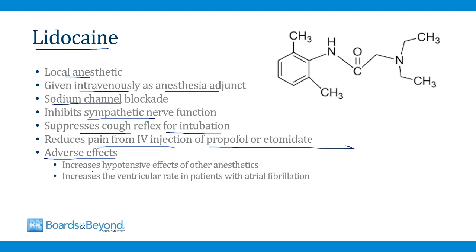When given at the appropriate doses, lidocaine really only has a couple of adverse effects you need to worry about. It can increase the hypotensive effects of other anesthetics like propofol, so you have to watch the blood pressure when you give lidocaine. Also, lidocaine is an antiarrhythmic drug. It's an example of a class 1 antiarrhythmic drug, and all the drugs in this class have a slight blocking effect on the parasympathetic nervous system, and by doing that they speed conduction through the AV node. So in patients who are in atrial fibrillation, when you give lidocaine systemically, you can see a rise in the ventricular rate. So you have to watch the heart rate in patients who are in AFib who are being given lidocaine as part of anesthesia.